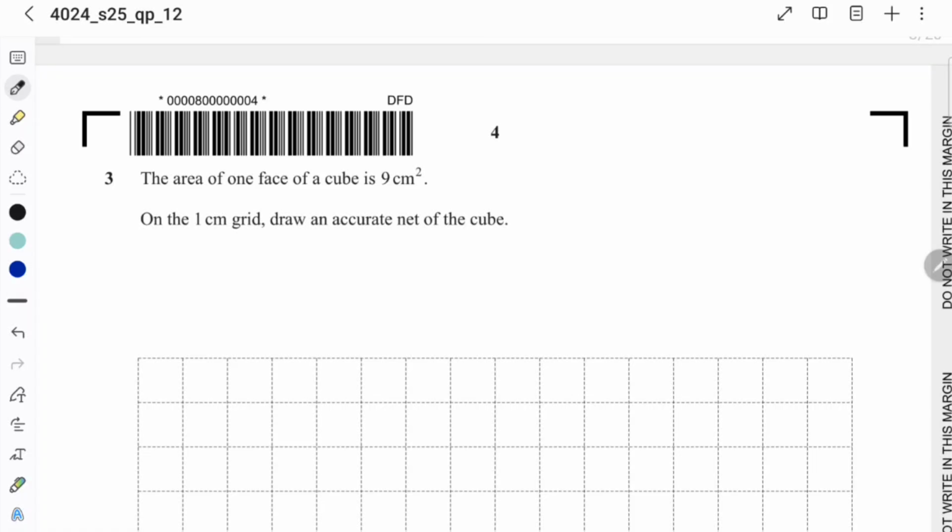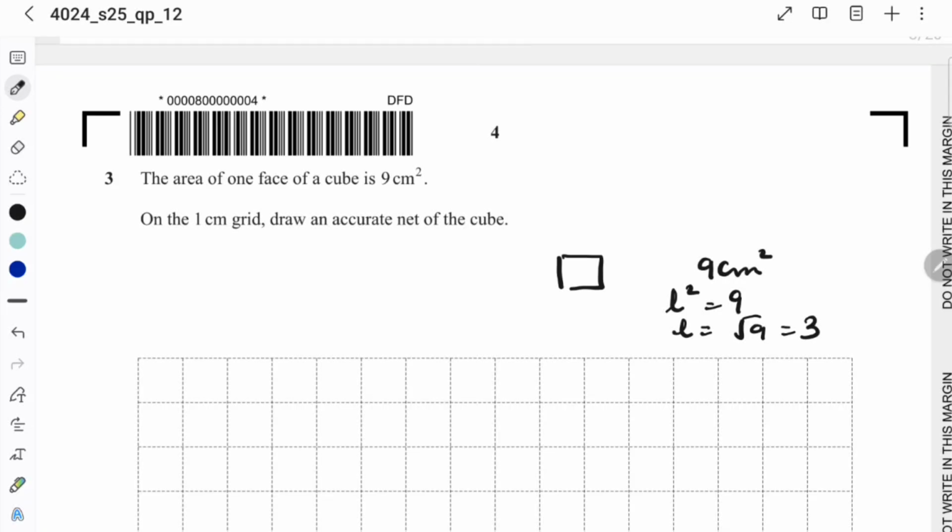So we know that the cube has 6 faces. One of the faces of the cube is 9 square centimeters. So we first find the side length of the cube. For example, one face has 9 square centimeters, so L squared is 9. If you take the square root of 9, you know that each length is equal to 3 centimeters.